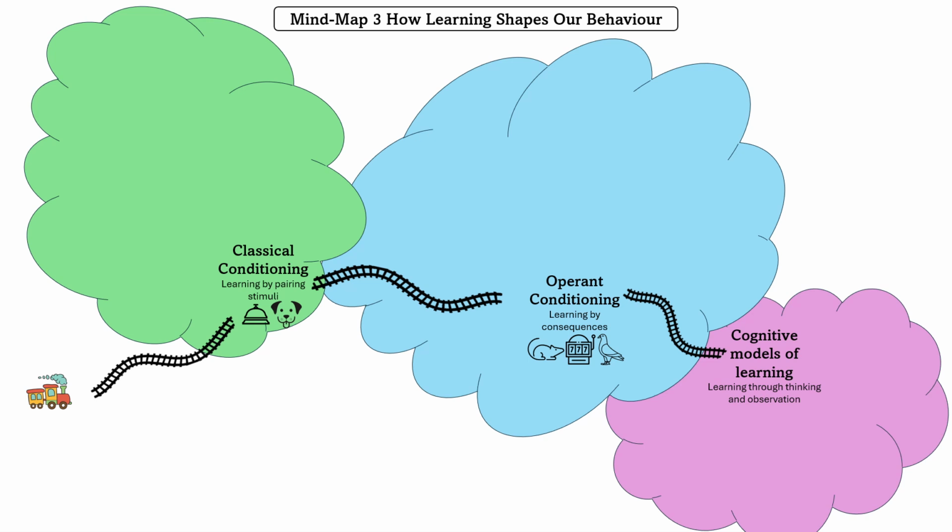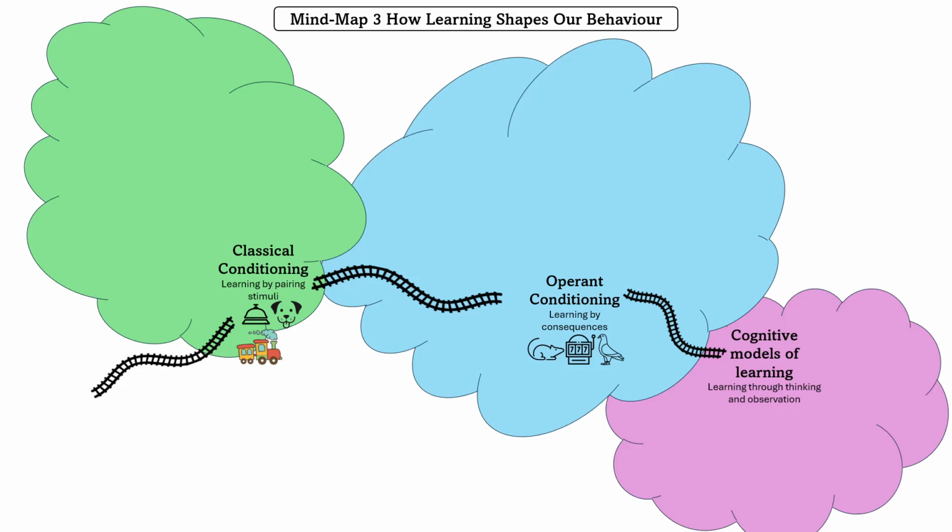Welcome aboard. Today we're going on a train journey to explore how learning shapes our behaviour. Our journey will take us through three regions of learning: classical conditioning, operant conditioning, and cognitive models of learning, each revealing a different way we adapt to the world around us. Our first region is classical conditioning, shown in green, learning that happens by pairing stimuli.